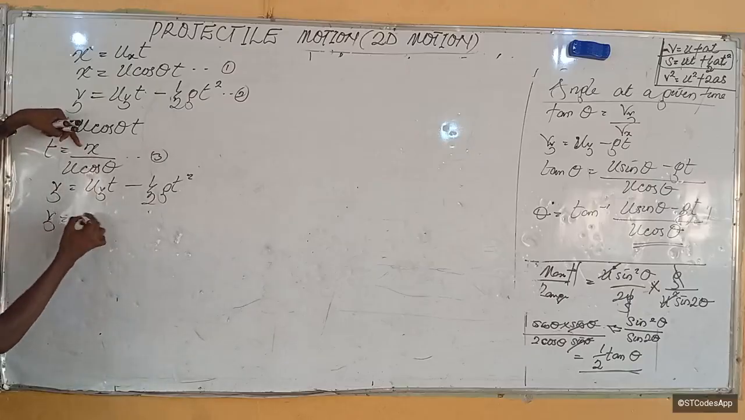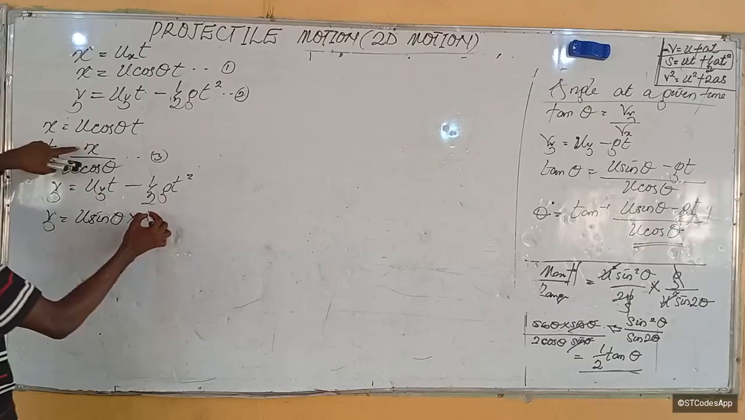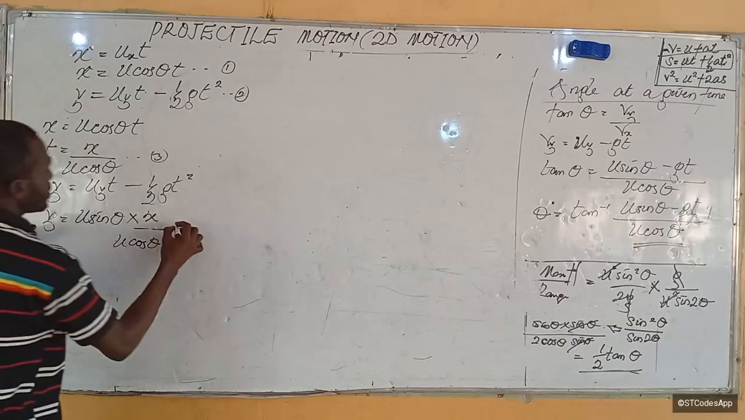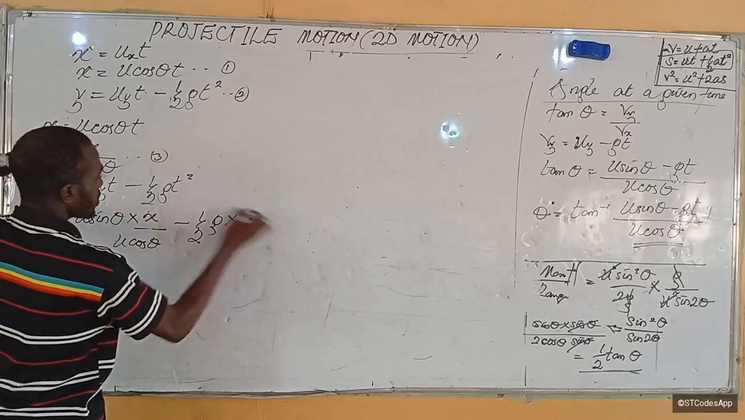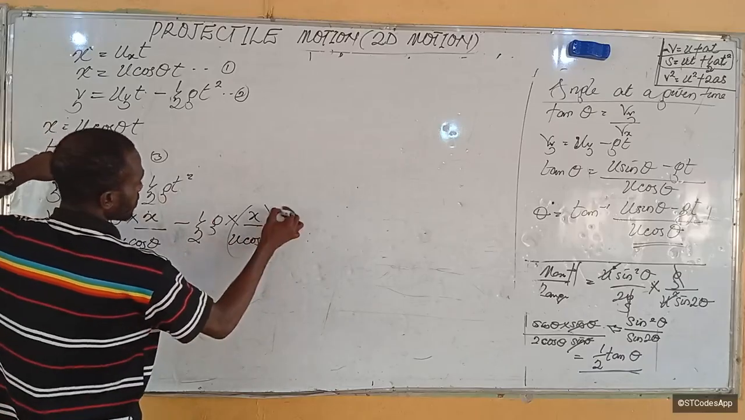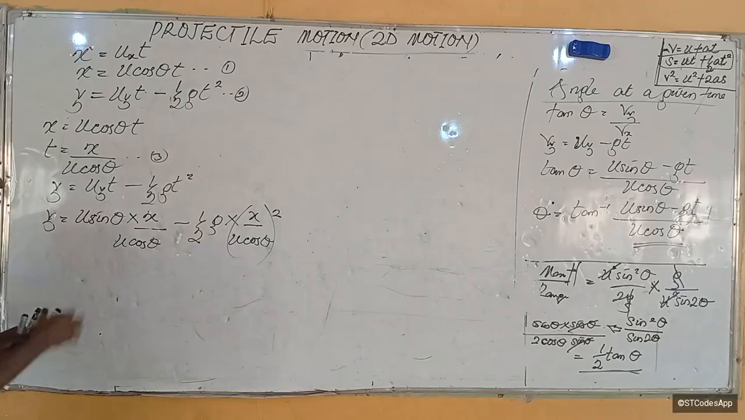So y becomes, what is u y first? u y will become u sine theta times t, which is x over u cos theta. Then minus half g times t again, but it's squared now, which is x over u cos theta, everything squared. Is it clear now? Yes, it's clear now. Are you sure it's clear now? Yes, it is clear.